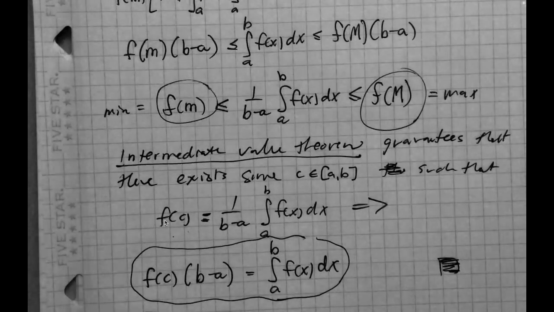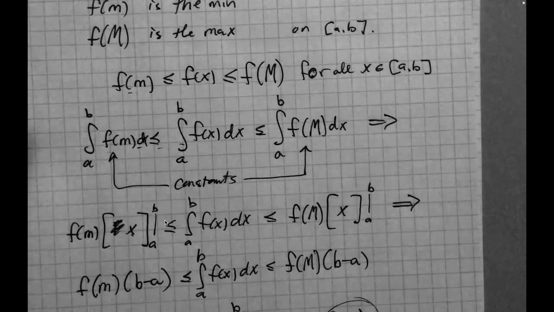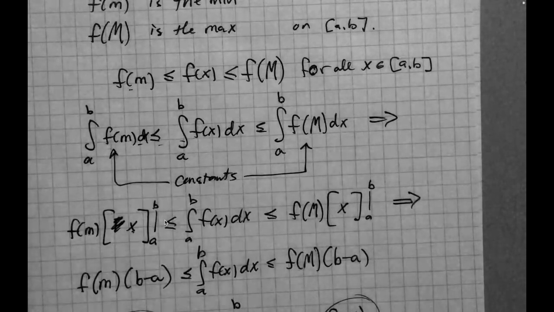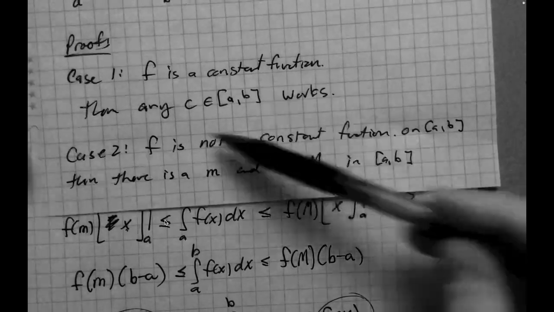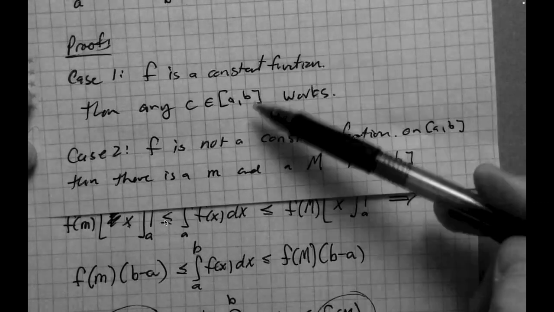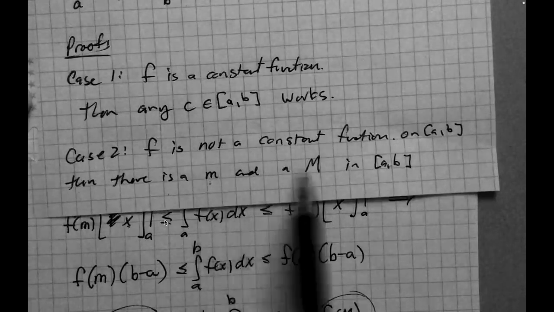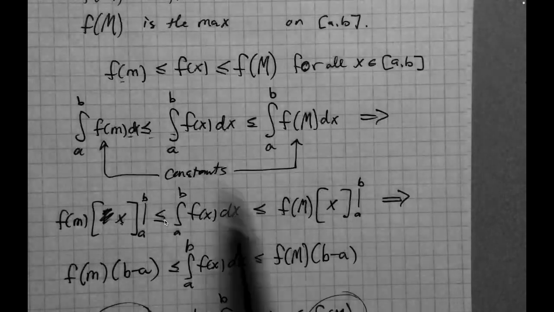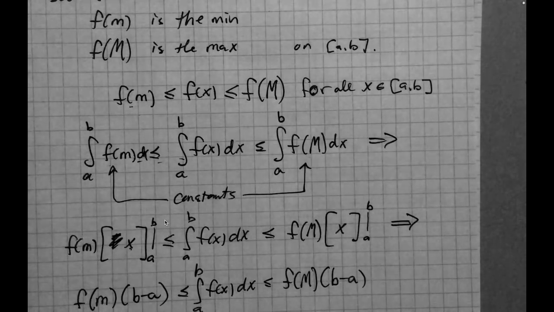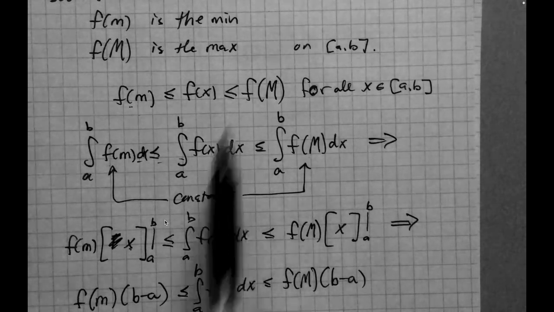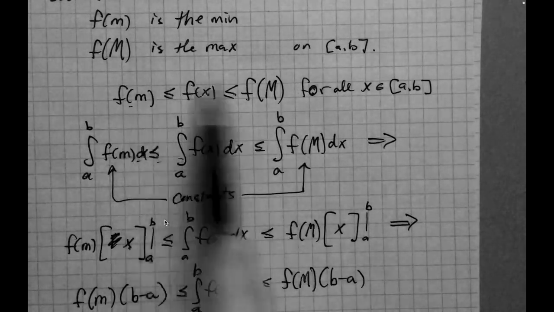It's super intuitive, right? There's no part of this that requires an enormous logical leap. Hopefully. You start with case one, which is uninteresting. Case two, f is non-constant. There's going to be some little m and some big M on that interval, such that f evaluated at those two values gives you the min and the max respectively. And from that, this is just the implication of this being a min, this being a max.